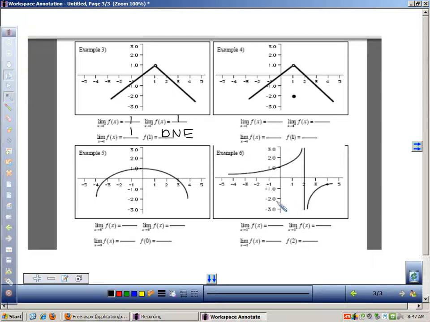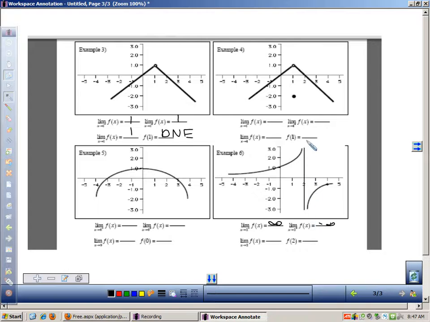Let's look at number 6. As we approach 2 from the left-hand side, as we're going along here, what does my function get close to? Infinity. It keeps going up and up and up. And as I go from the right-hand side, what does it get close to? Keeps going down, down, down, down. So minus infinity. What is the function value at 2?